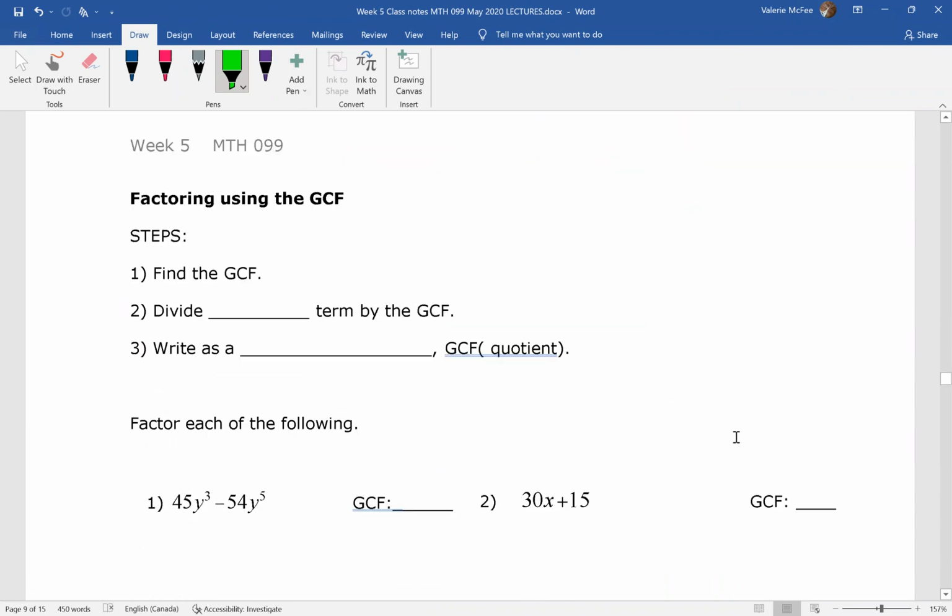We're going to start by looking at using the greatest common factor. The first step is, of course, to find the greatest common factor. We just did a quick review of that. The second step is to divide each term by the greatest common factor. And finally, to write this as a product. Remember, this is a multiplication question. In this case, the greatest common factor multiplying the quotient.